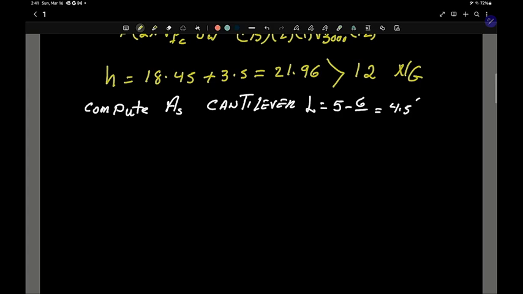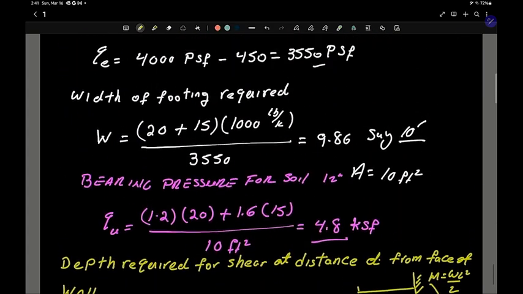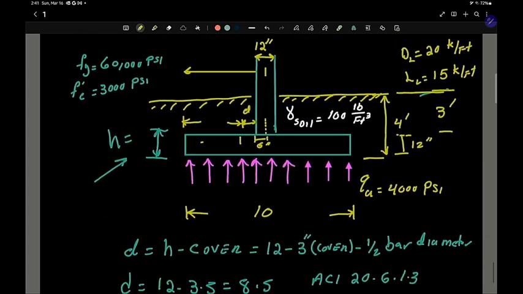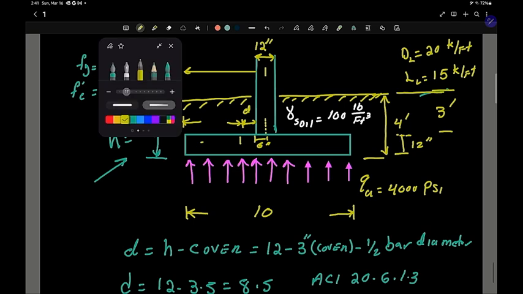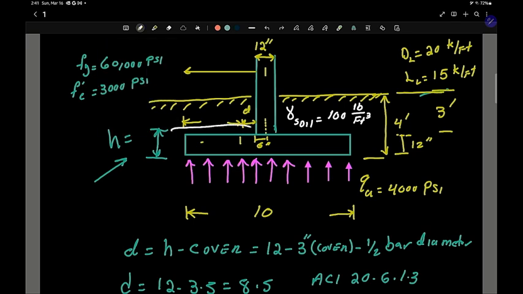The Mu is, if we look at this right here, and we basically treat this as this area right here, right? This is considered as a cantilever from the face of the wall to the edge of the footing, so it's a cantilever. And we're going to calculate both Mu, and we did calculate the shear. So let's go back and calculate that.